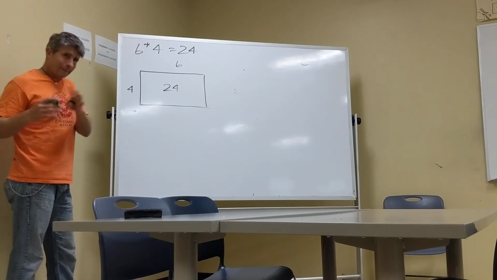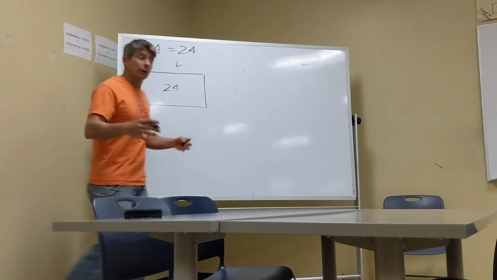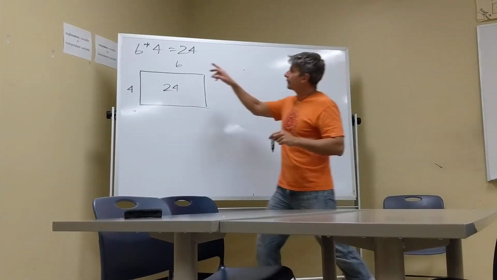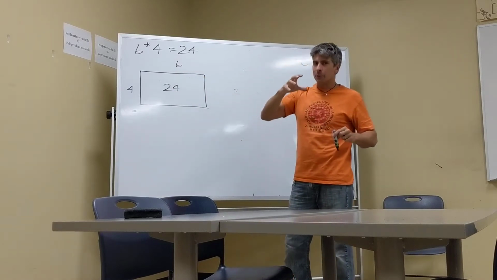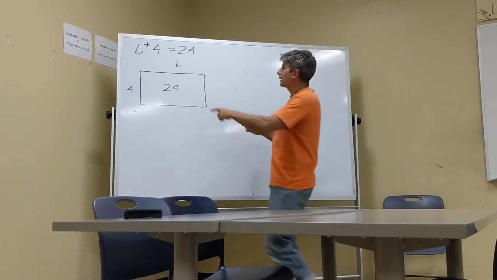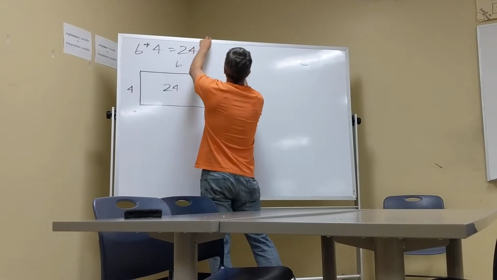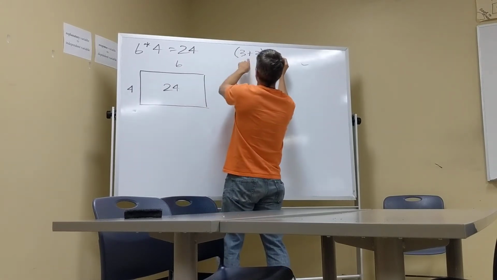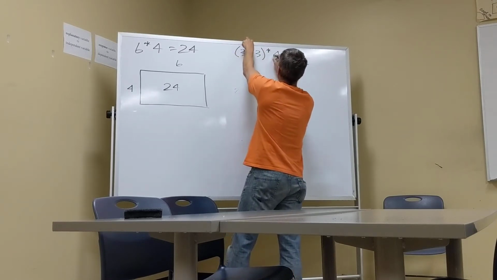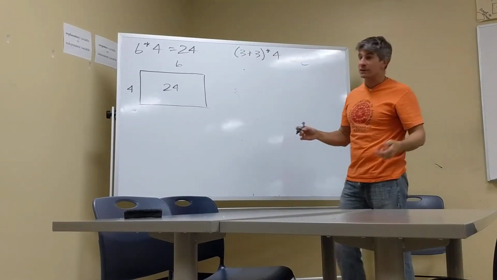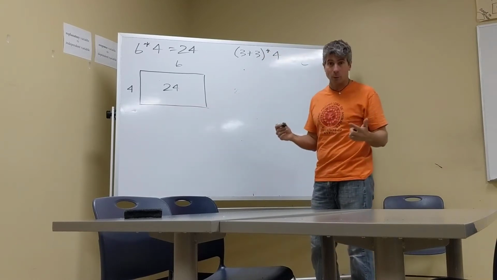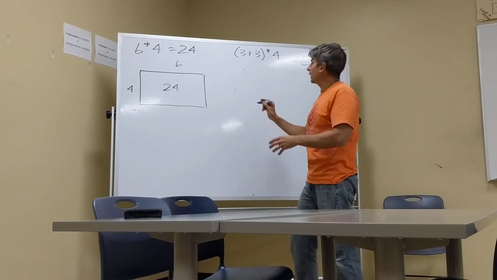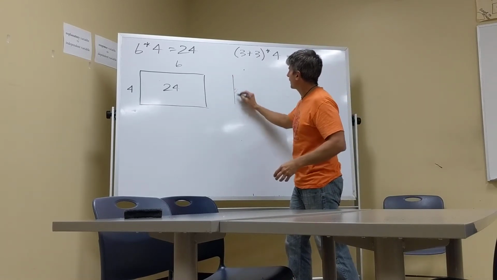I'm sure at some point in your math careers you learned that. But what you can also do is break up these numbers into other pieces. For example, let's take the 6 and make it 3 plus 3, put it in parentheses, and then multiply it by 4. By order of operations it's still 6 times 4, which is 24. And if you look at it in a rectangular way, it's the same big rectangle.